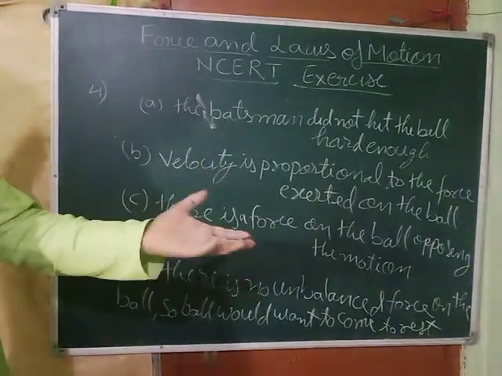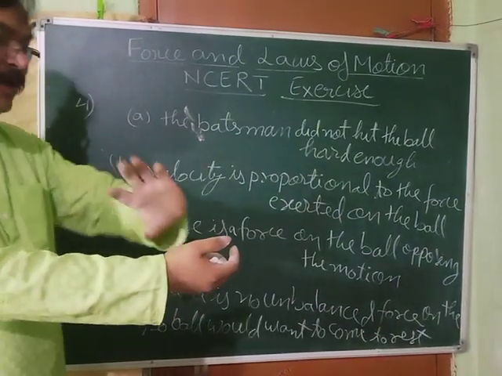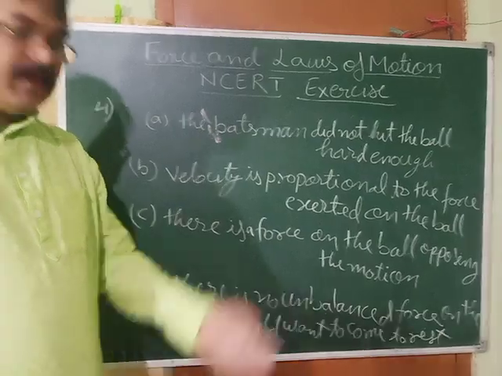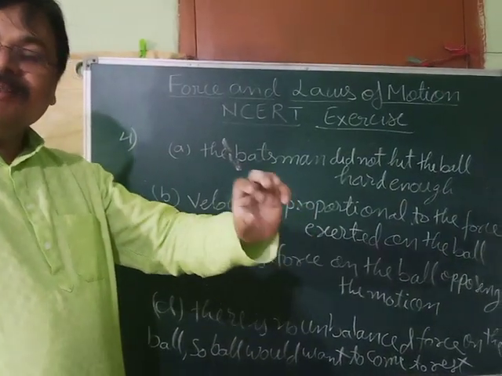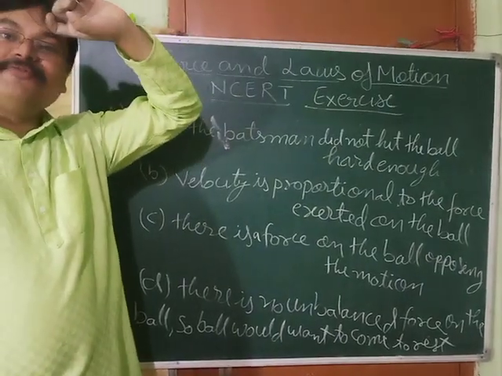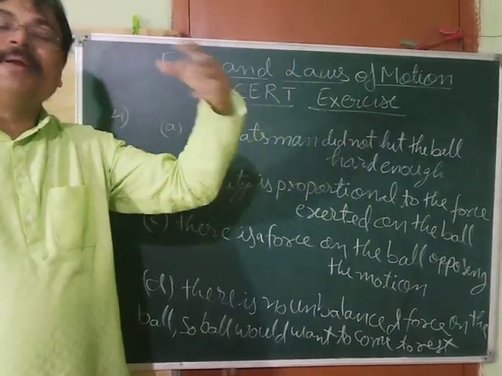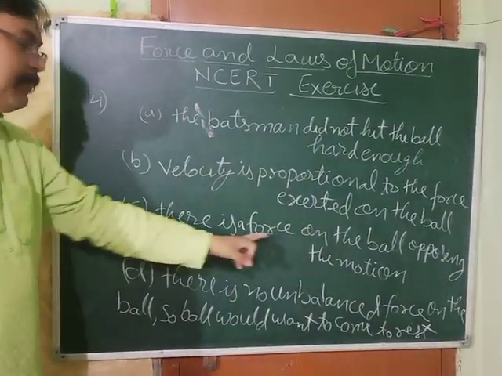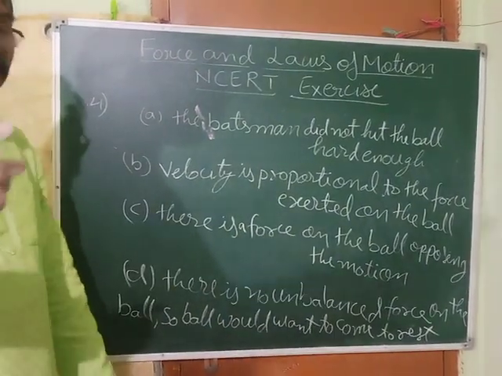Otherwise, if that friction force is not there between the ground and the ball, then what will happen? According to Newton's first law, if a body is moving with uniform velocity, then it will continue to move unless some external unbalanced force is applied. So the ball will never stop and will keep on moving. Okay, but there is an opposing force, and that force is the friction force.